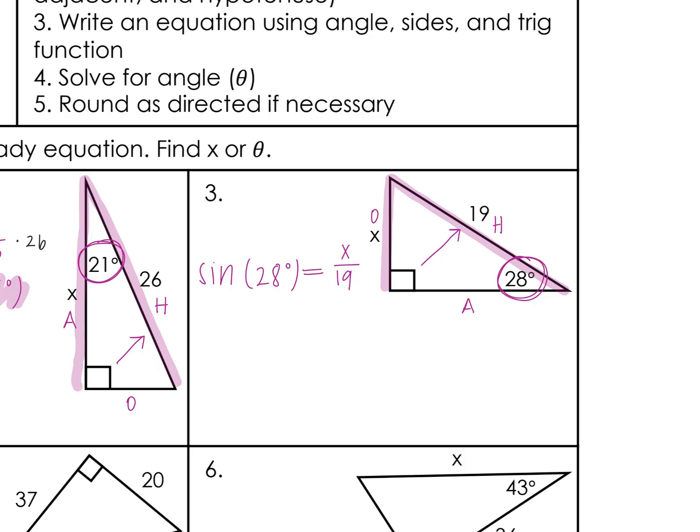So once again here, since my x is in the numerator, to move that 19 to the other side, I'm using that inverse operation of multiplying. And so here I'm going to get that x is equal to 19 times that sine of 28 degrees.